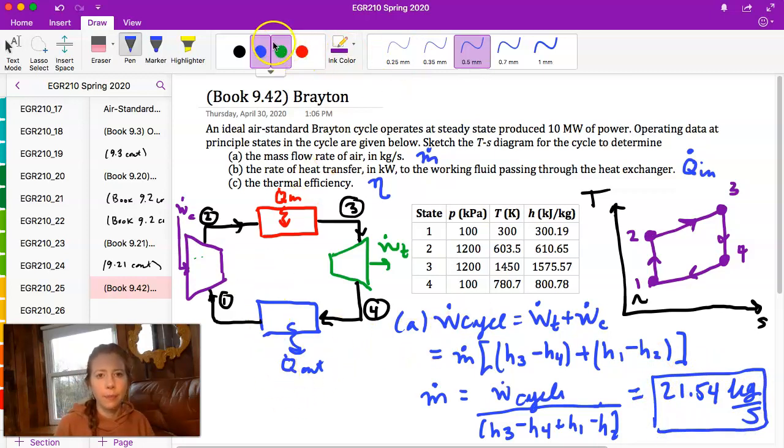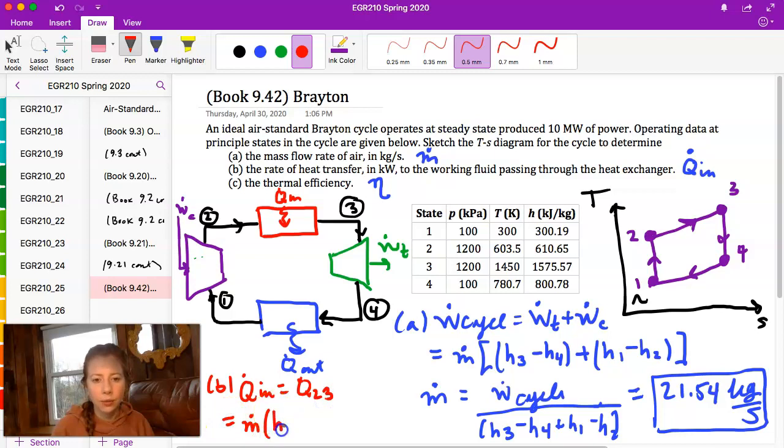All right, and so for B, we're looking for Q in, and that's going to equal Q dot 23, which is going to be M dot times H3 minus H2, which is going to give us 0.48. Oh, just kidding, looking at the wrong line. Which is going to give us 20.78 megawatts.